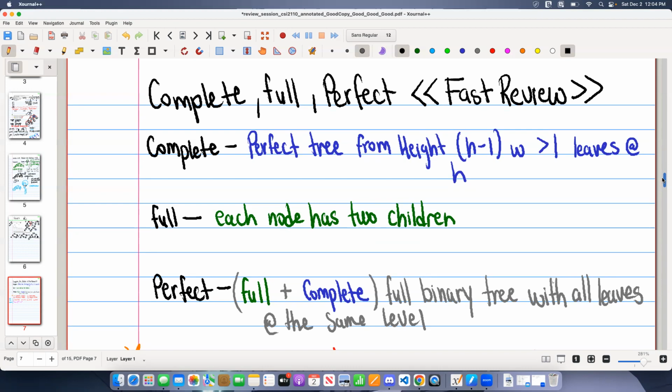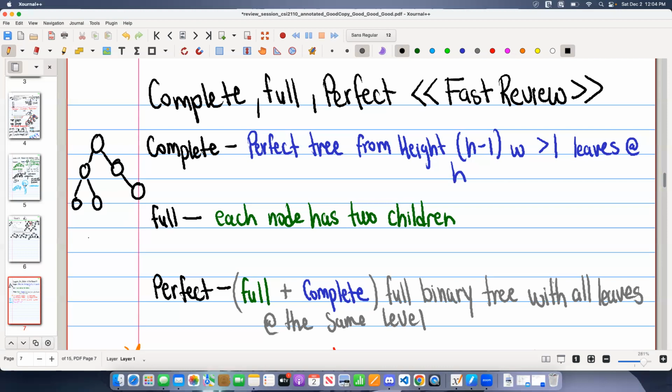Okay, so covering perfect, complete, and full trees. Guaranteed you might have a question. It might look something like this, where you have a tree, you have nodes, look how pretty it is. And it might ask you, is this a complete tree? Is this a full tree?